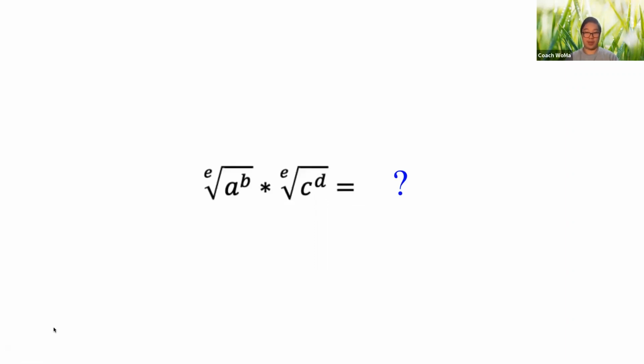Cool. Okay. And then what about this? So if you have the e root of a to the b times the e root of c to the d, how can you combine these terms?